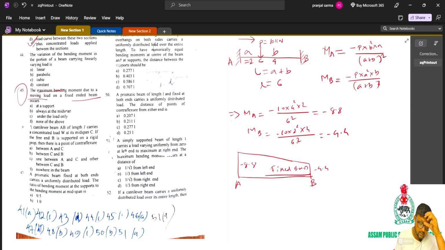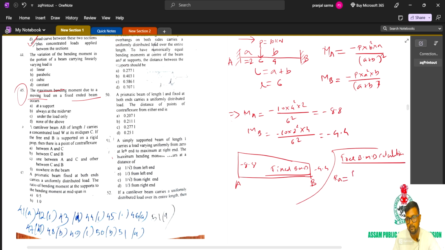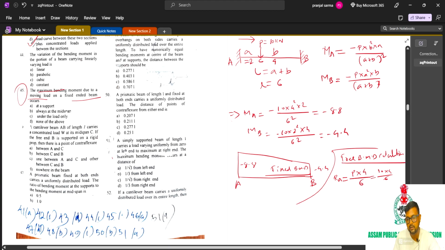Right. Now, what is free bending moment diagram? What do you mean by free bending moment diagram? Free bending moment diagram is that diagram where you consider this as simply supported, not fixed, right? So, free bending moment diagram, right? P BMD calculation. What is the value of RA? RA is what? P into 4 by 6, 10 into 4 by 6. Solving this, how much you get? 20 by 3, 6.6.